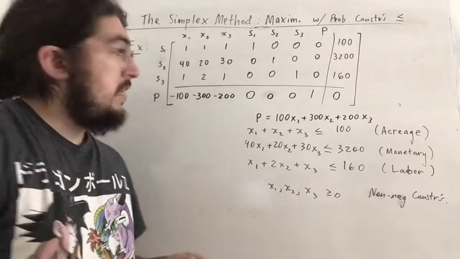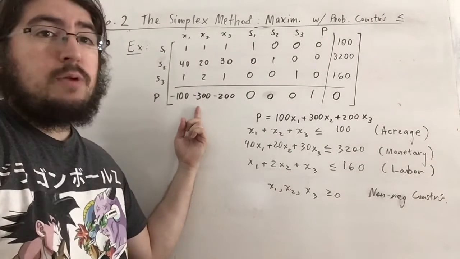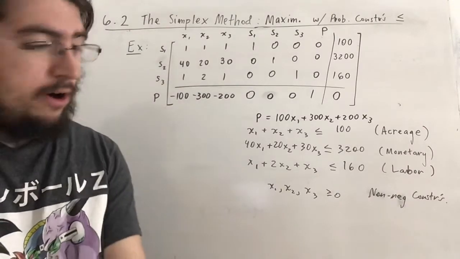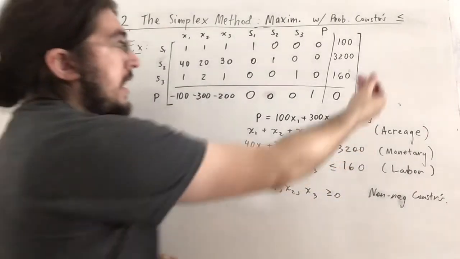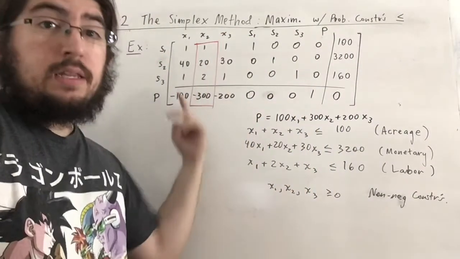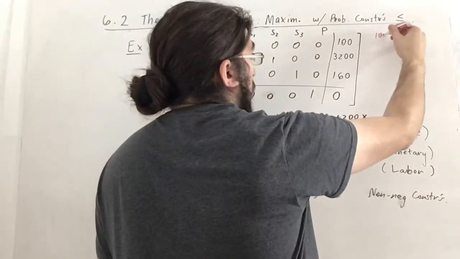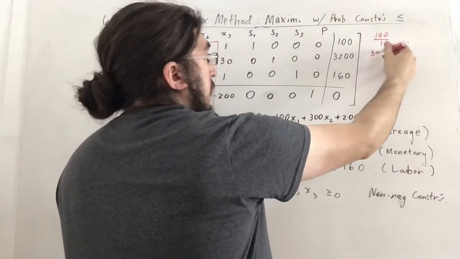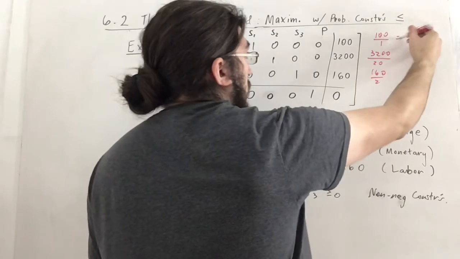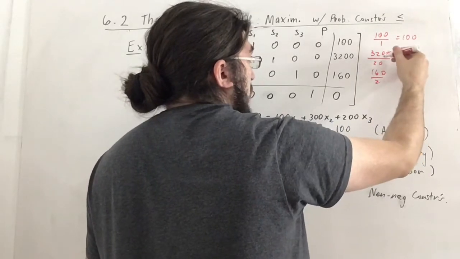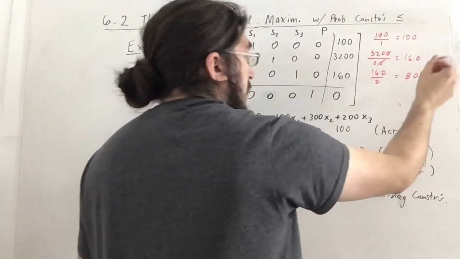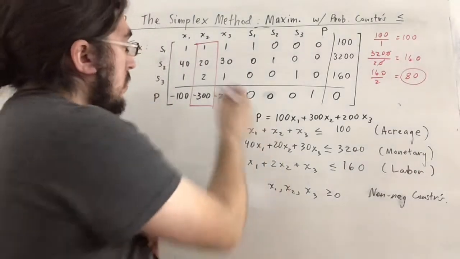Now the most negative of these is definitely this negative 300 here. So we're going to start with this pivot column. So this is going to be our column. And to find our pivot row, we're going to divide each of these numbers by the entries in each row in this pivot column. So we're going to do 100 divided by 1, which is just 100, 3,200 divided by 20, and then 160 divided by 2. So we get 100, here we get a 0 canceling, so that's going to be 160, and then here we get 80. So this is definitely the smallest one. So that means we're going to start with this row here.